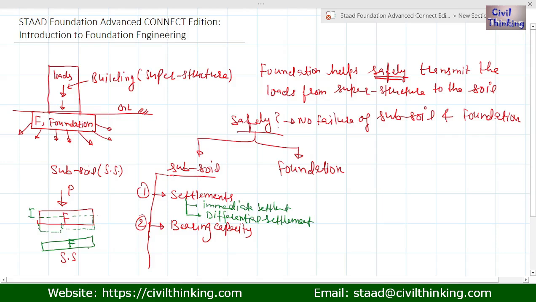So differential settlement and immediate settlement, all of these settlements should be within the permissible limit. Why permissible limit? Because it is not possible to avoid the settlement 100%. We cannot avoid the settlement 100%, but we can keep them in the permissible limit. So this is about settlement.